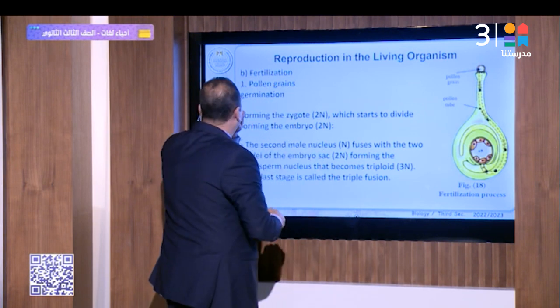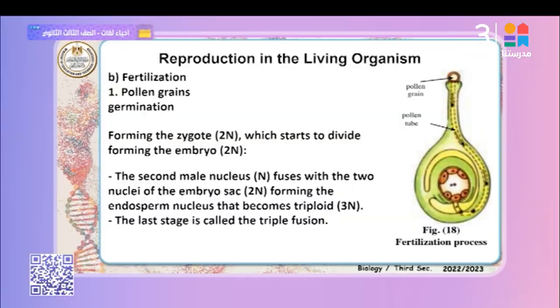That's right. Okay. The zygote, 2N, starts dividing, forming the embryo, 2N. The second male nucleus, N, fuses with the two polar nuclei of the embryonic sac, 2N, forming the endosperm nucleus, which becomes triploid, 3N. The last stage is called triple fusion. The first stage is fusion, and the second is triple fusion. Both of them together are called double fertilization, forming the embryo and the endosperm in the embryonic sac. That's right. Okay.